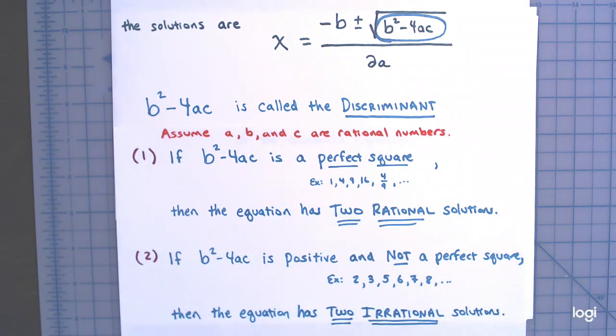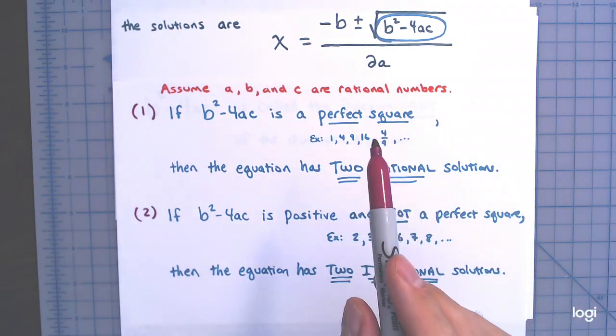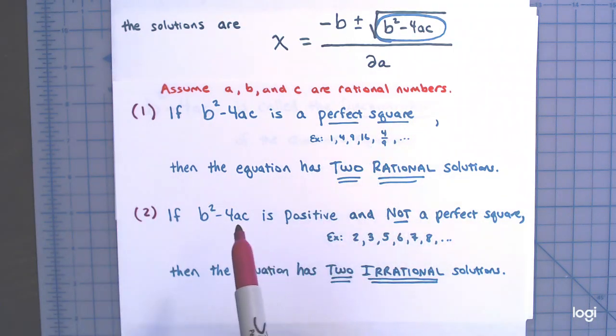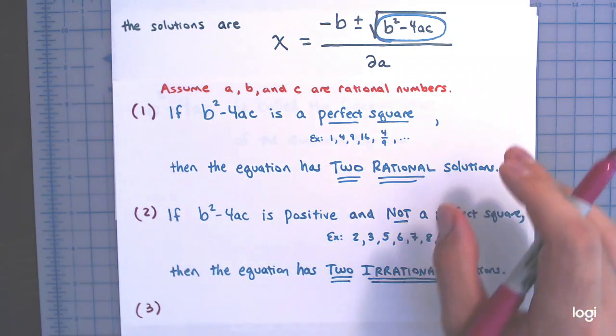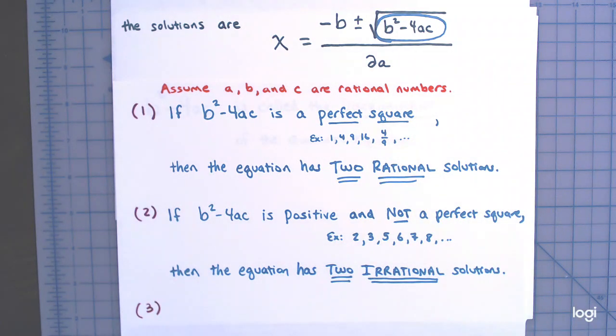All right, case 3. So we've talked about basically the positive cases, right? If you're a perfect square, you're going to be positive. If b squared minus 4ac is positive but not a perfect square, then you have irrational solutions. Now, there's only two other cases. There's only two other possible values that b squared minus 4ac could be.